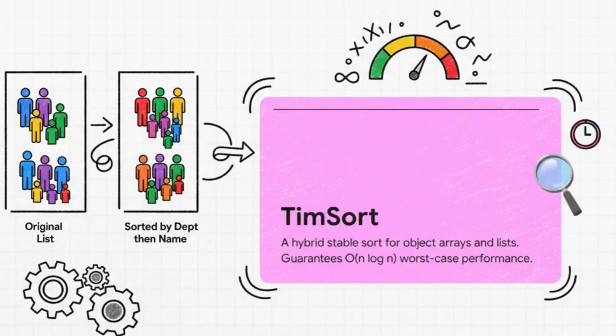And then, on the other hand, we have tim-sort. This is a super clever hybrid algorithm that's used for objects, and its superpower is stability. So imagine you have a list of employees, and it's already sorted by name. If you then sort that list by department, stability guarantees that within each department, the employees are still sorted by name. It also guarantees consistent performance, which is absolutely crucial when you're dealing with complex data.